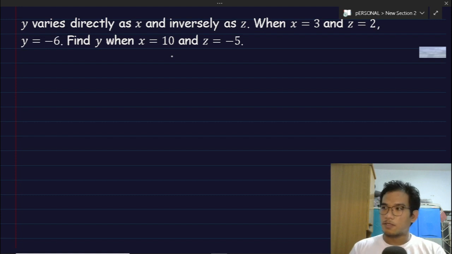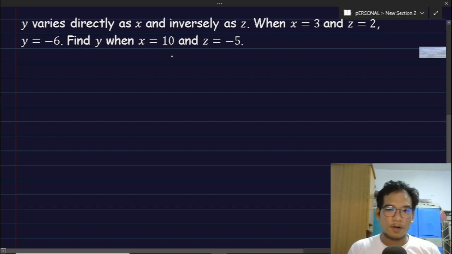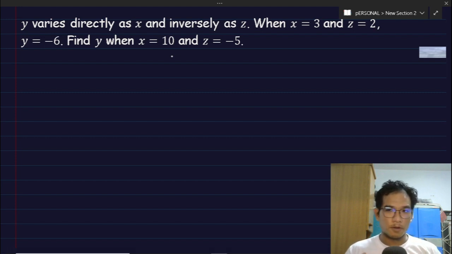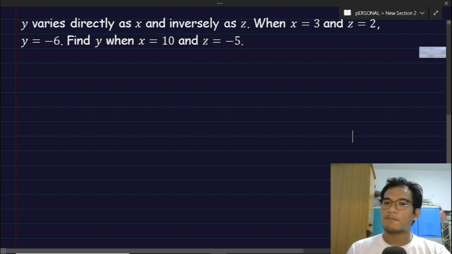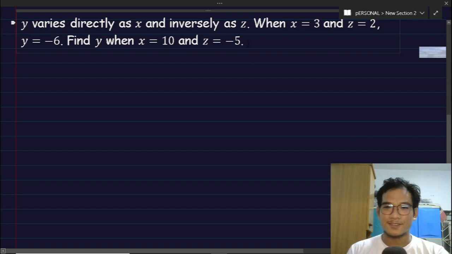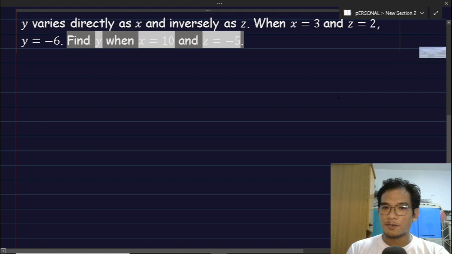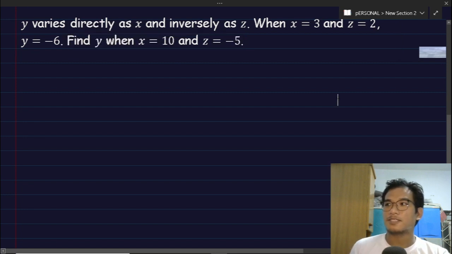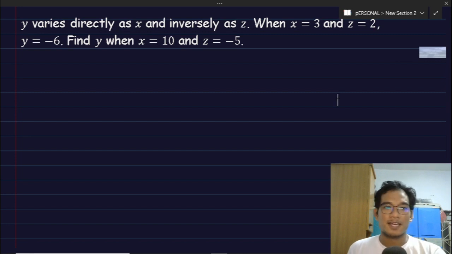Okay, so the first thing that we need to do is, of course, understand the problem. Kailangan alam natin kung ano yung hinahanap doon sa problem. And then, after analysis, we need to forget about the last sentence of the problem, which is weird because it contains the main objective of this problem, which is finding y when x is 10 and z is equal to -5.